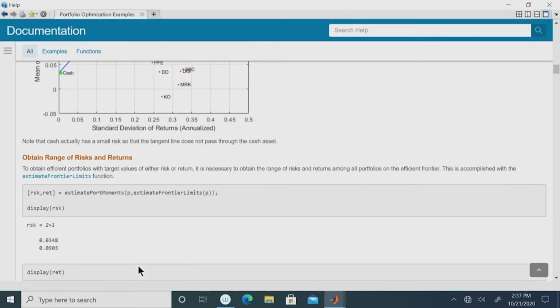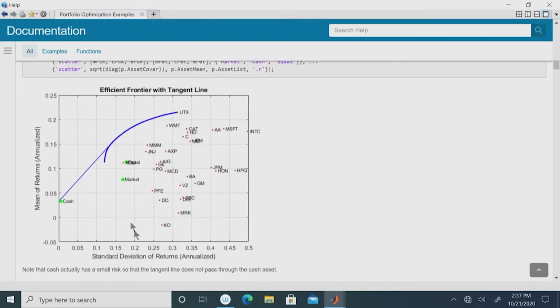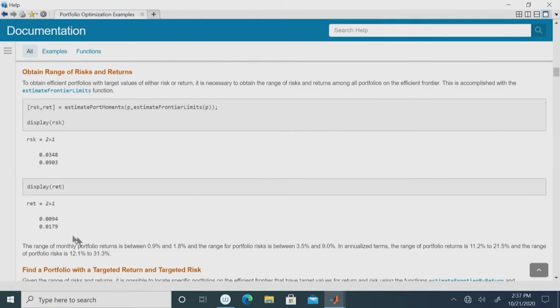So, what is this estimate frontier limits? Before you can actually set your target for your return, or a maximum tolerance for risk level, you first need to know the values of return and risk at this endpoint and at this particular endpoint, so that you do not end up choosing a return that is not even anywhere on the efficient frontier.